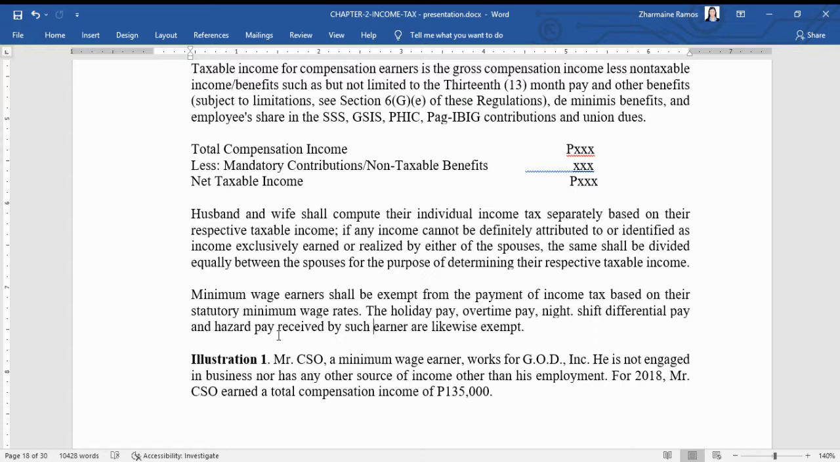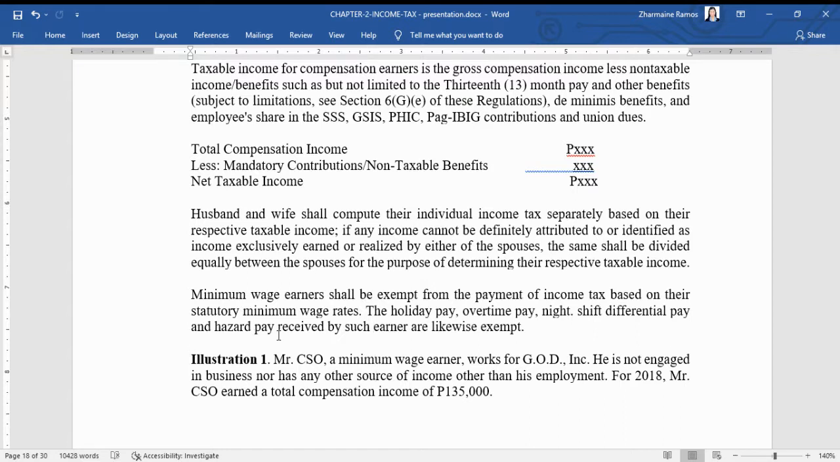Ito tandaan nyo, minimum wage earners shall be exempt from the payment of income tax based on their statutory minimum wage rates. Kasi malamang, pag minimum wage earner, hindi siya aabot dun sa table natin kanina na 250,000 pesos. So the holiday pay, overtime pay, night shift differential pay, and hazard pay are likewise exempt kung ikaw ay minimum wage earner. First illustration, example.